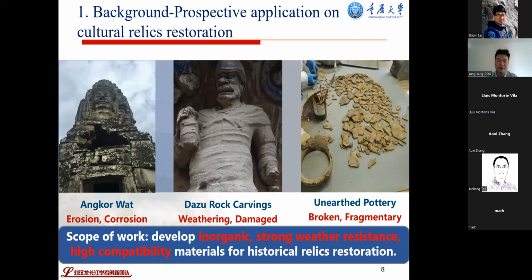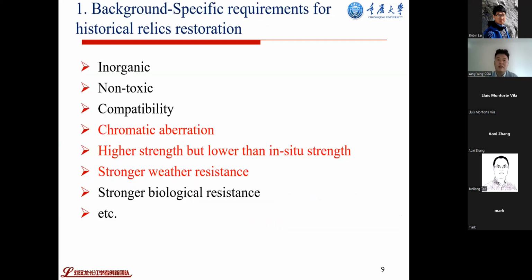The scope of my work is to develop inorganic, weather-resistant and highly compatible materials for historical relics restoration. There are some specific requirements for historical relics restoration. The first requires inorganic materials to avoid any aging problem. The second one is non-toxic. If we are doing repair work and the material is toxic, it's harmful to our body. The third one is compatibility. We need it to fit well with the original. The fourth one is chromatic aberration.